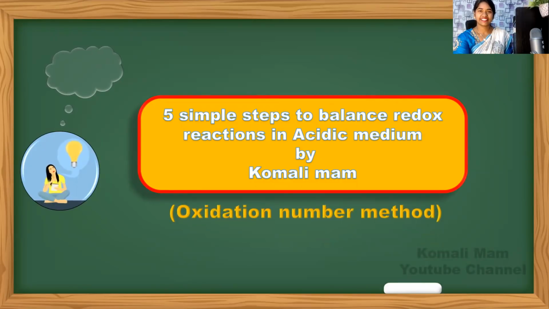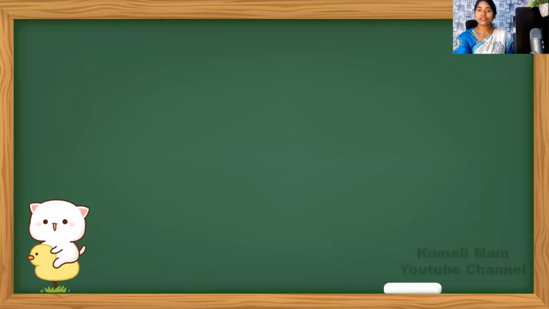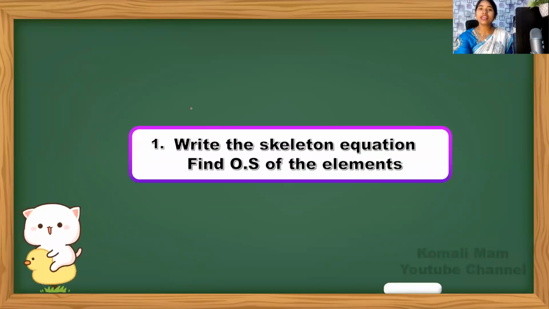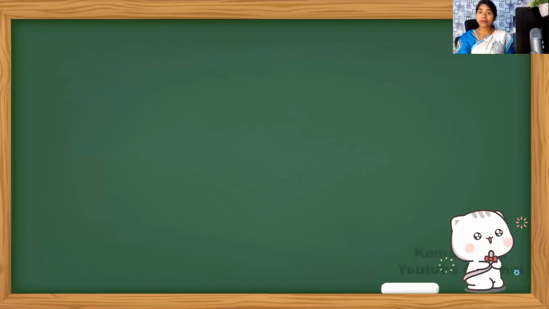Let's start. When you want to balance a redox reaction, the first thing is to take a skeletal equation. When you are taking a skeletal equation, find the oxidation state of each element. First, take a reaction which is not balanced, which is given in a question in ionic form. Take that reaction and find the oxidation number. Write the reaction, find the oxidation number. Is it clear, my dear students?